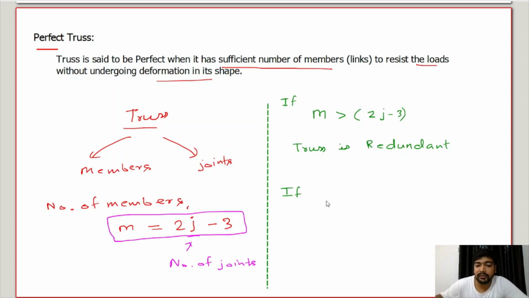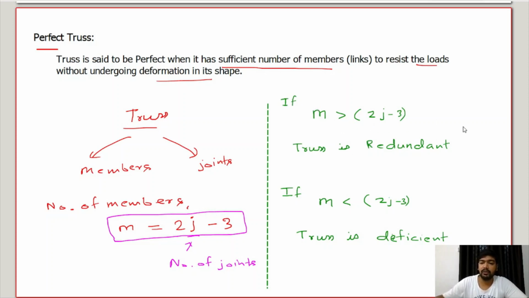If the actual number of members is less than what the condition says, 2j minus 3, then the truss is called deficit, or you can say deficient. Deficient.